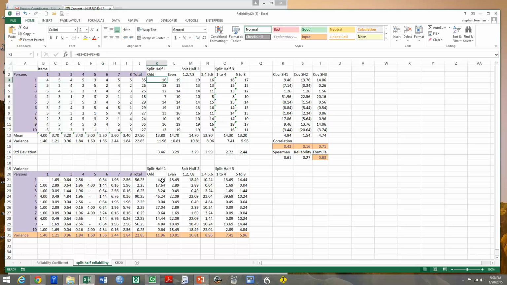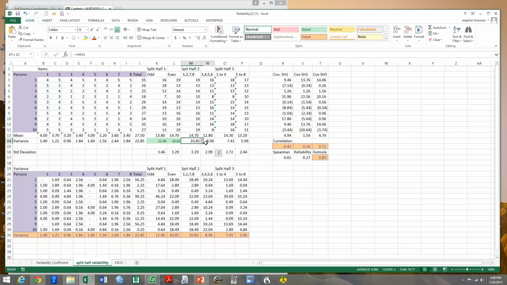And once again, we get a mean and a variance for the odds and a variance for the evens. And that's what we have in here. You could split your halves 1 and 2 and 7 and 8, 3, 4, 5, 6. And here are the total scores, and here are the variances for splitting the test that way.